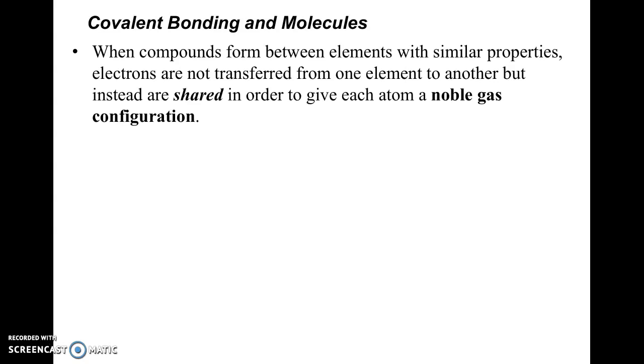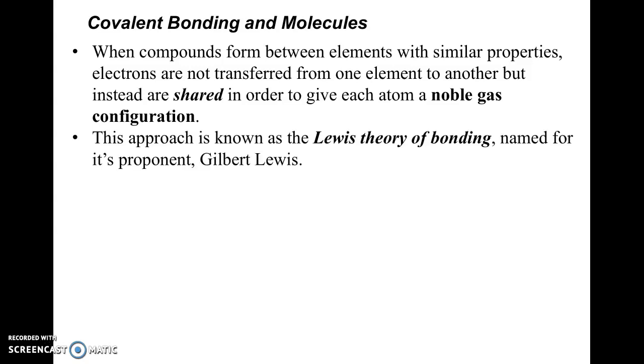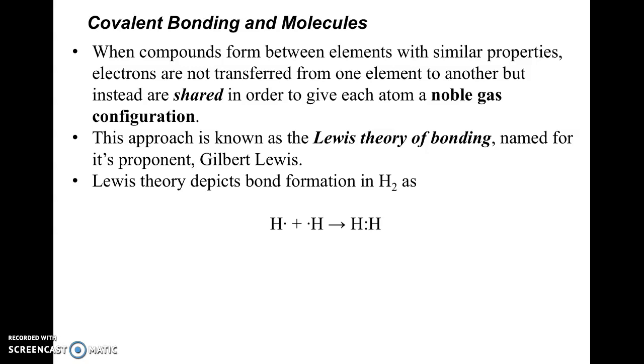All right, so in a compound formed between two elements that have similar properties, in other words, not a metal and a nonmetal, but say two nonmetals, the electron is not transferred from one element to the other, but instead the electrons are shared so that each atom feels as though it has a noble gas configuration. This is the Lewis theory of bonding. Same Lewis, it gave us Lewis dot structures.